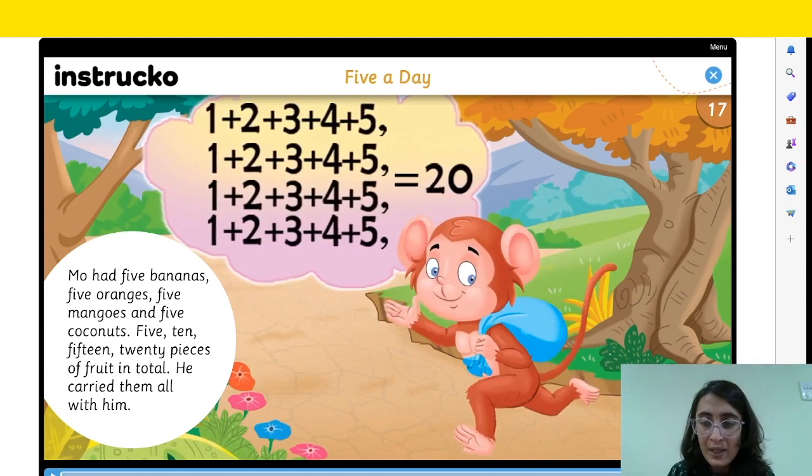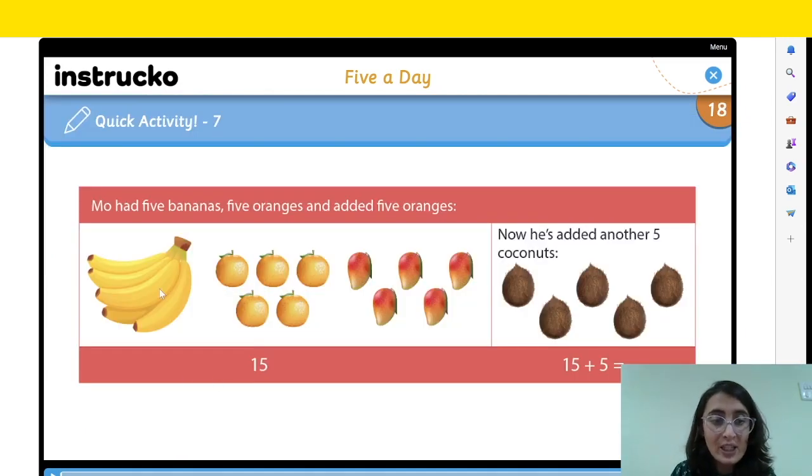Now tell me, here see, here are 5 bananas, right? 1, 2, 3, 4, 5. Then we added 5 oranges to the 5 bananas, so we got 10. Now, when we add 5 mangoes also, we will get 15. And then when we add 5 coconuts, we will get 20. See, 15 plus 5 is 20. 16, 17, 18, 19, 20. So now Mo has a total of 20 fruits.